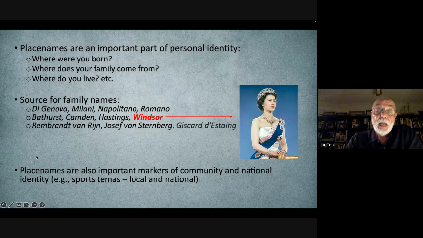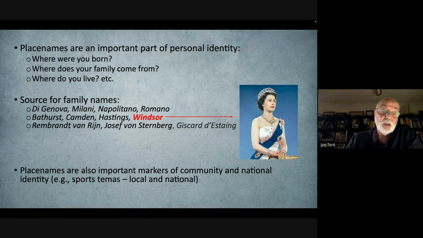We have, of course, the famous artist Rembrandt. His real name was Rembrandt van Rijn, meaning Rembrandt of the Rhine River. Josef von Sternberg and the former French president Giscard d'Estaing. D'Estaing is a place in France. So all these people take their surnames, their family names, from place names, which therefore is part of their identity. But place names are also important as markers of community and national identity.